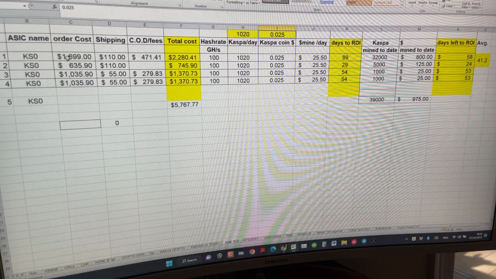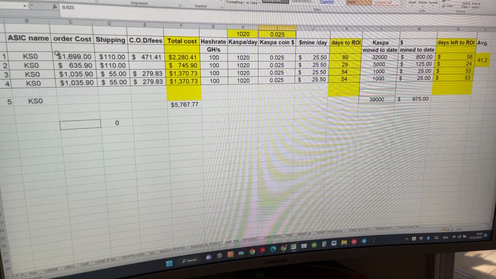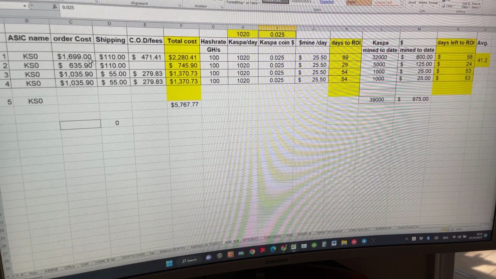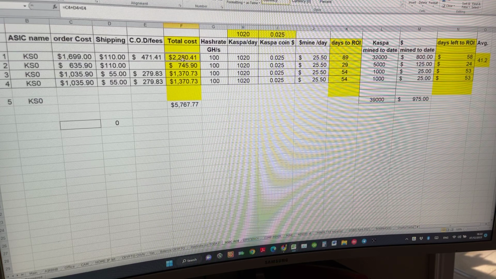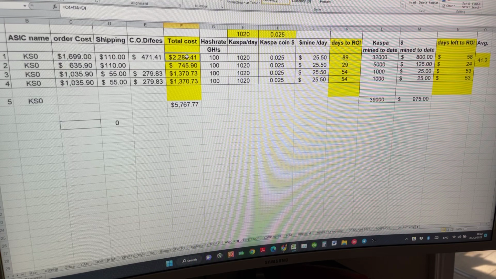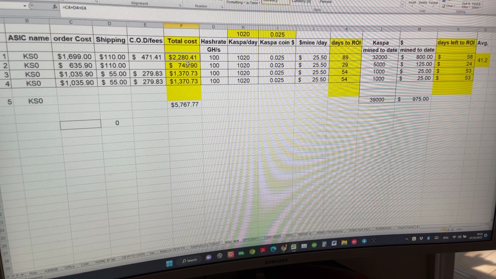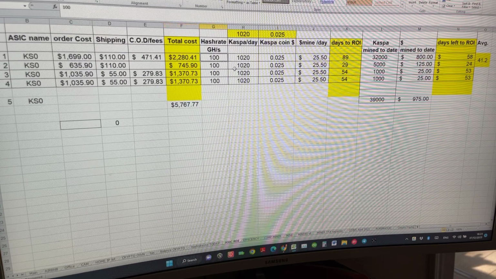We have the first Caspa miner I ordered for $16.99. I think a lot of you guys ordered at this pre-order price of $16.99, and then I paid shipping of $1,100, and obviously we had these custom dues that I paid, $471.41, and the total cost was $2,280.41 for me. So some of you maybe have a lower number here depending on how they figured the custom dues and taxes. Anyway, so now they're all rated for 100 gigahash, plus minus.